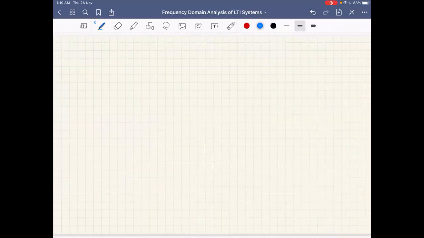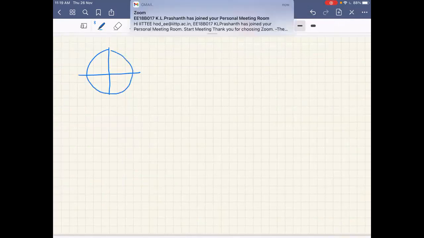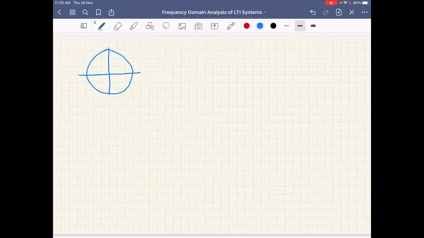See, if I give you a simple case, initially with this being 0.5. Okay, if H of Z is this, 1 minus half Z inverse, is there any other system having the same magnitude response? The answer is yes. That is, H1 of Z be this, H2 of Z having 1 minus 2 Z inverse also has the same magnitude response.